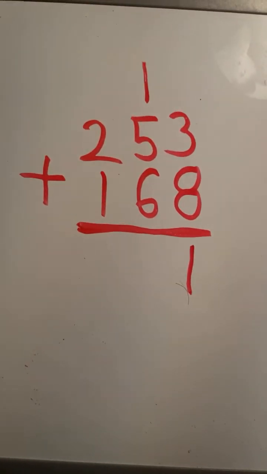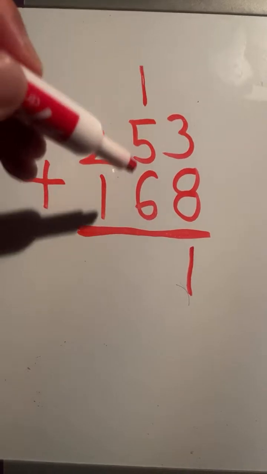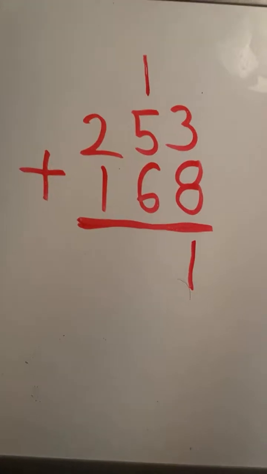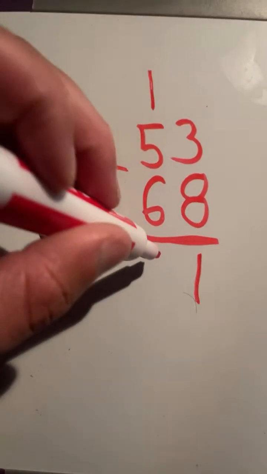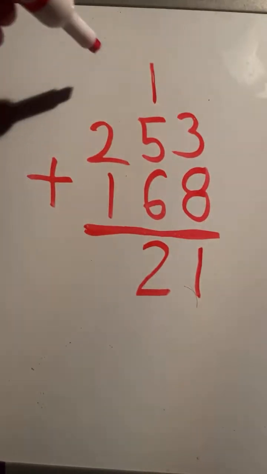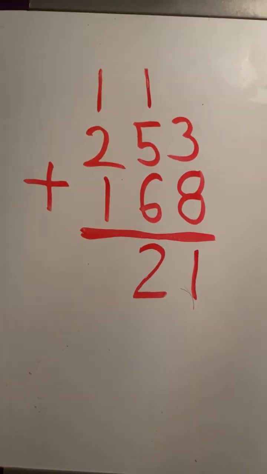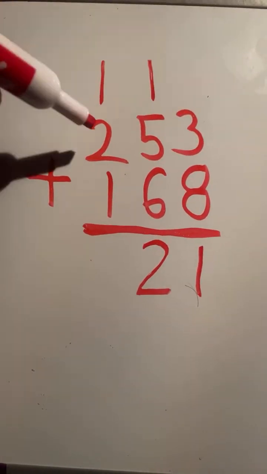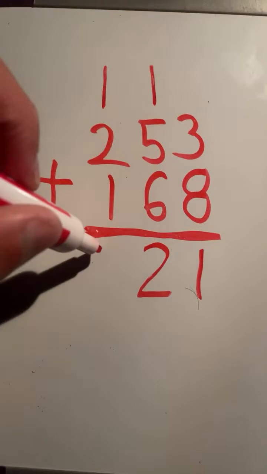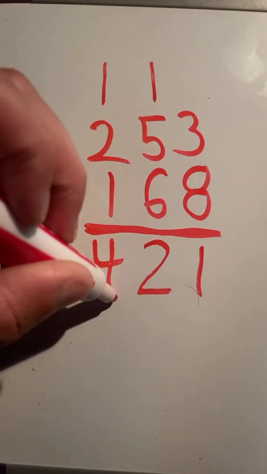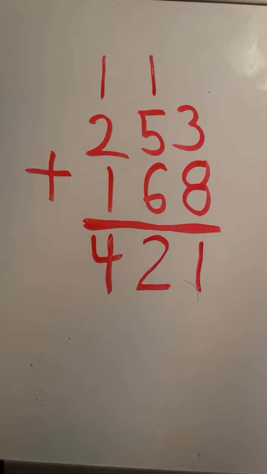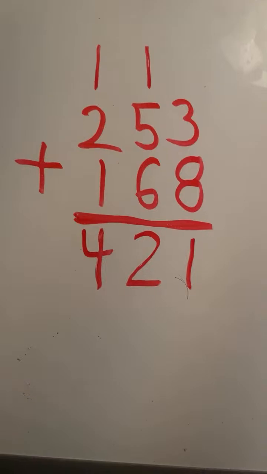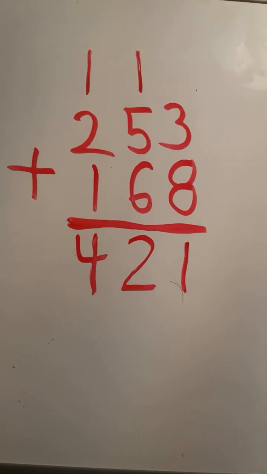Next, we're going to add 5 plus 6, and we have to also add the one that we carried over. So 5 plus 6 equals 11, plus 1 equals 12. Yet again, regrouping is needed. The 2 in 12 goes in the tens place. The 1 in 12 gets carried over to the hundreds place. One plus 2 equals 3, plus 1 equals 4. And we have our final answer, 253 plus 168 equals 421.